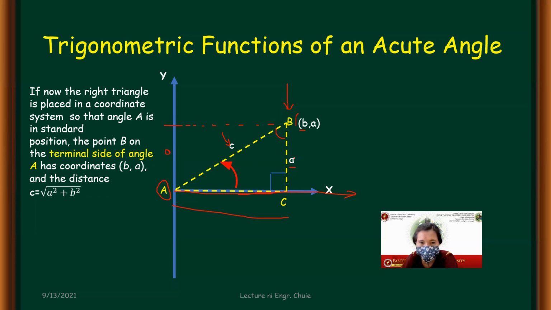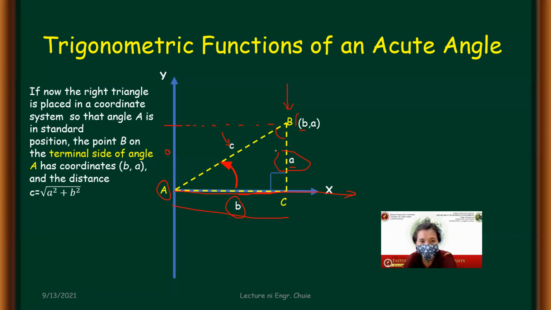Here is a. Along the x-axis, the opposite of B is a line called small letter b. So to determine the coordinates of B, we just use the x and the y, where x is equal to b and y is equal to a.